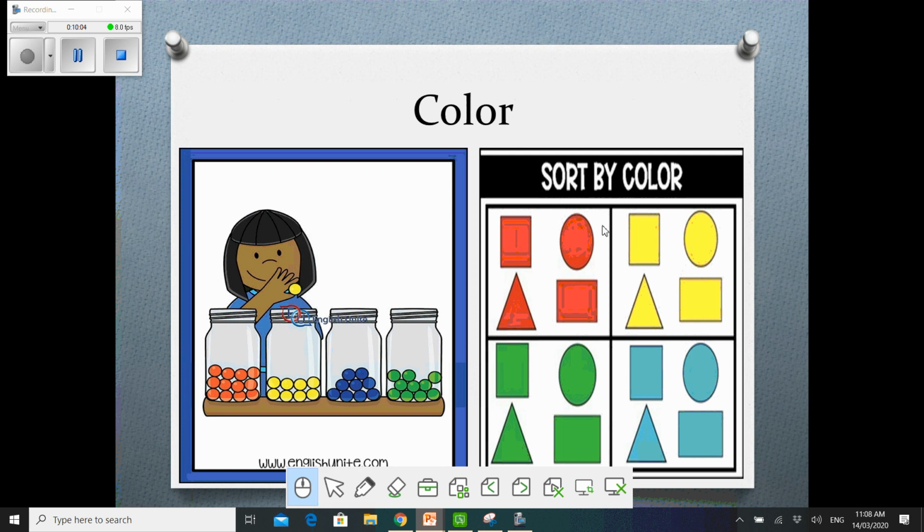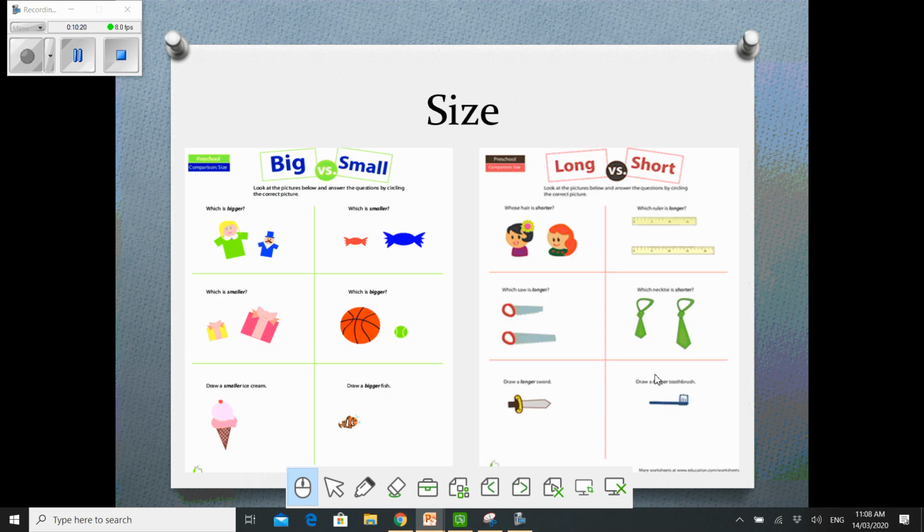Look here. We classify the shapes by the color too. All of these shapes are red. All of these shapes are yellow. All of them green and here blue. Size, we have big size or a small size. So I am big, my students are small. For example, the pencil is big, the eraser is small.